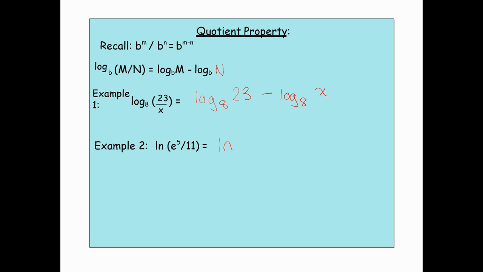Same with our natural log. So natural log of e to the 5th power minus natural log of 11. And again, we're going to have to simplify. So if we take a look at this, natural log of e to the 5th. Now you could use your power property and say 5 times the natural log of e minus the natural log of 11. We know natural log of e is 1, so 5 times 1 is just 5. Or we also know from our properties from the beginning of this chapter that the natural log of e to the 5th would just be 5, because it's of the same base, because natural log has a base of e.